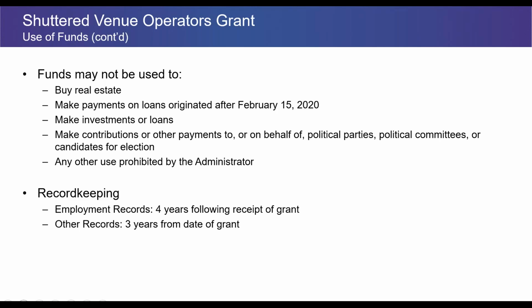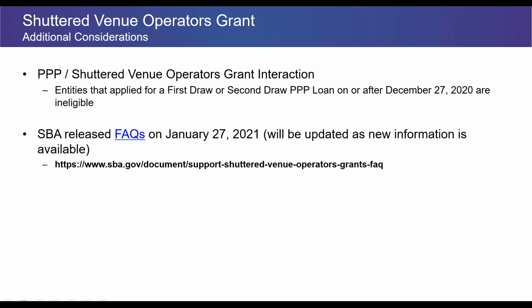But the next slide is more telling in that it says what you can't use it for. You can't use it to purchase real estate, make investments or loans, make payments on loans originated after the 15th of February of last year, make political contributions, and any other uses that the administrator so produces. So we'll see if, when additional rules come out, there are additional restrictions on the funds that you can use. And if you do apply, you have to keep your records for 4 years following the receipt of the grant, and other records 3 years from the date of receipt of the grant. So something to keep in mind as well.